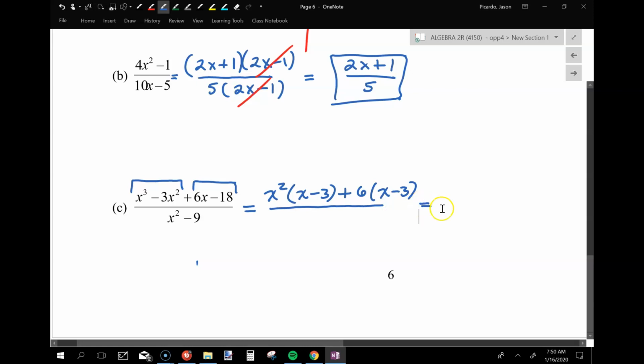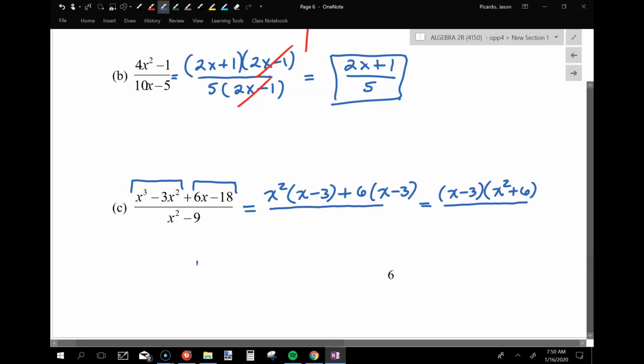And then what's my last step when I factor by grouping? I look at the two groups and I take the thing that is the same, the x minus 3. And then in the other set of parentheses, I write down all the stuff that's left over when I get rid of the x minus 3. So what's the leftovers? X squared plus 6. Over. Okay, cool. What about the denominator?